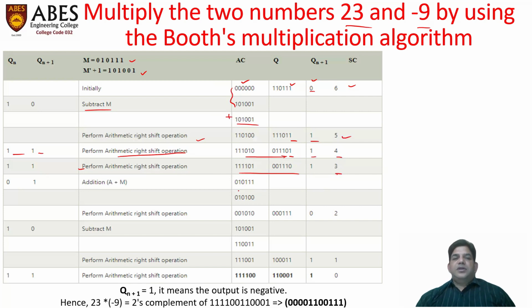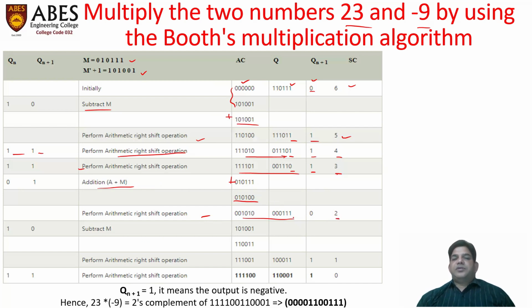Now again check the Qn and Qn plus 1 bits, which are 0 1. So for 0 1 we have to perform the addition of A plus M, the accumulator plus the M value. M is 0 1 0 1 1. So we add these values and get the modified partial product, and then perform the arithmetic shift right operation, and the sequence counter is decremented to 2.